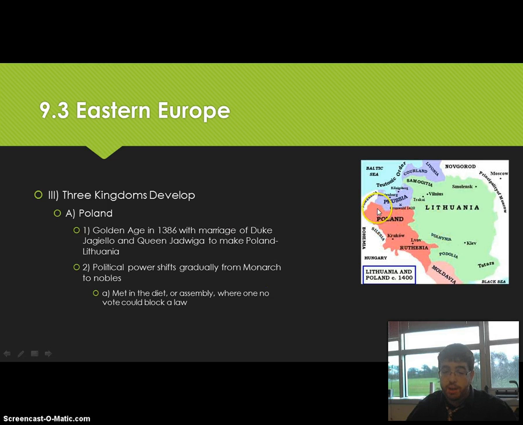So what happens is Poland is actually just right here, and Lithuania is this huge thing, so they actually combine. After these two get married, they concentrate their power. And then later, after their power is concentrated and they died, slowly but surely the power goes back from the monarch or the guy in charge to the nobles or the people underneath him.